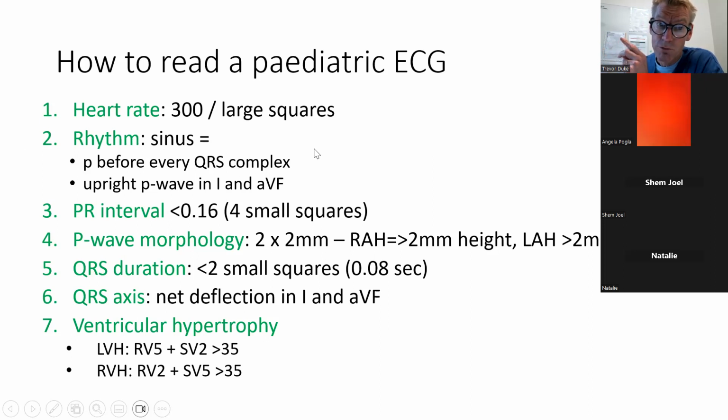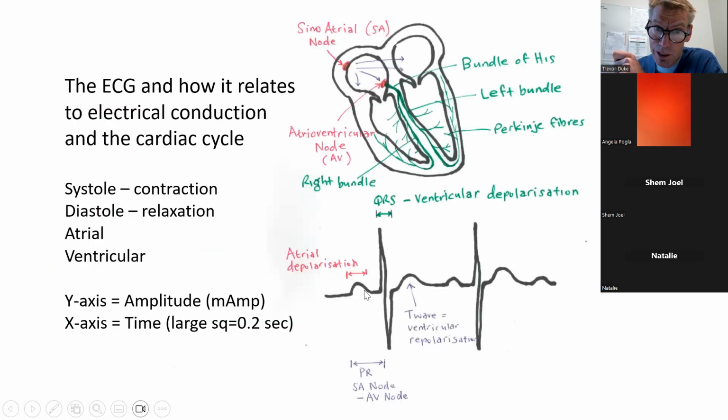But to know on the ECG a child's in sinus rhythm, there's two criteria that need to be fulfilled. One is there has to be a P wave before every QRS complex. So here there's a P wave before the QRS complex, and there's another P wave before this QRS complex. So that means there's likely to be sinus rhythm.